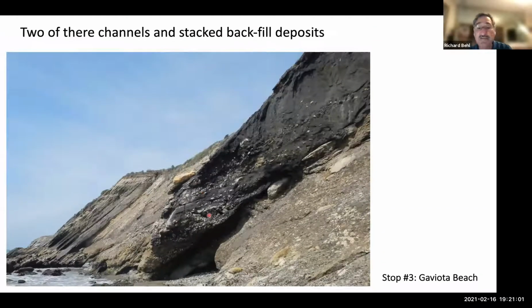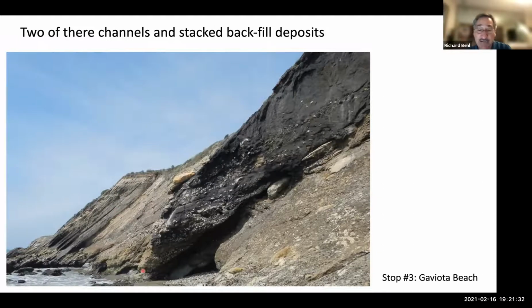These are backfilled channels, so you can see the way that the internal cross stratification is dipping. It's dipping the wrong way. So these are deposits that came down and were deposited on top of one another, backfilling the channel and filling it back on up. And here in the distance is the next channel of the three channel complex. Each one is almost a half kilometer from the next. They're spread out over several kilometers along the beach here.